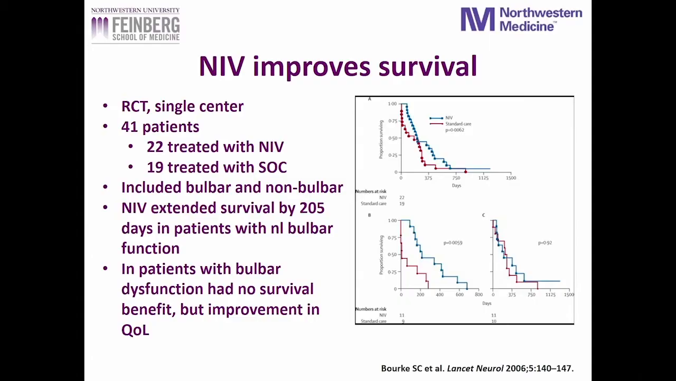Bork. So this was a randomized control trial looking at 41 patients living with ALS, and 22 of them were treated with non-invasive ventilation and 19 were treated with standard of care. And it included patients both with bulbar symptoms and non-bulbar symptoms. And what they saw in this was that when you take all comers, there was an extension of life in people living with ALS of about 205 days.